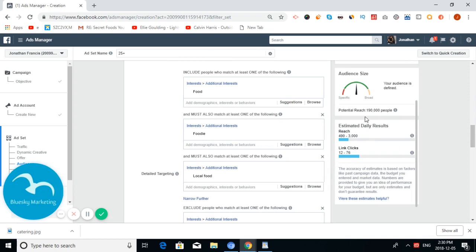And right now it's saying that my ad could reach 190,000 people potentially, with a daily reach of between 490 and 3,000 people, and total clicks over to my website approximately 12 to 76. Remember, this could really range because it depends on how much you're paying per click, but we are really diving into that next step in just a moment.